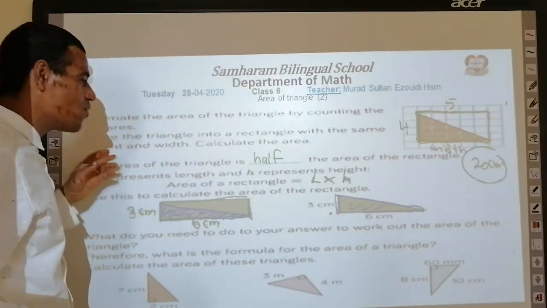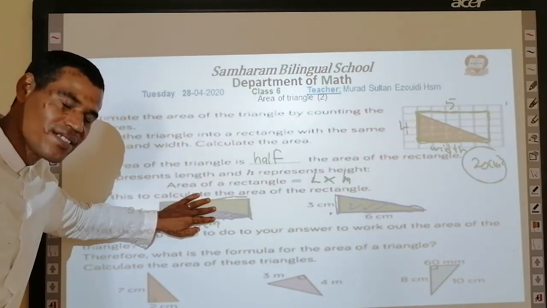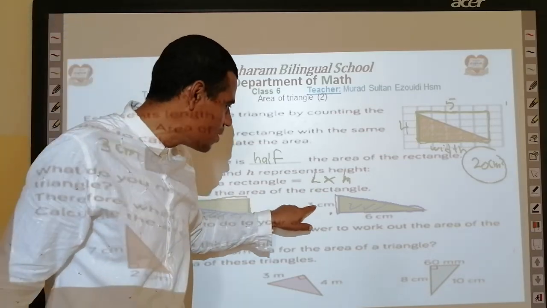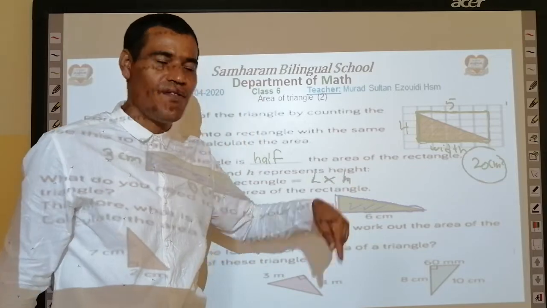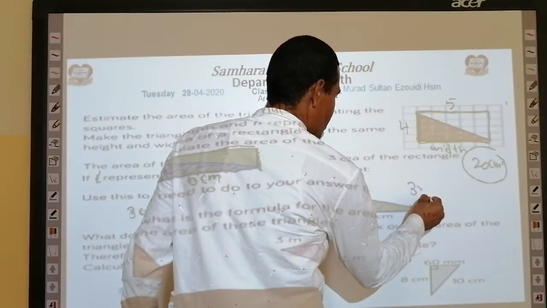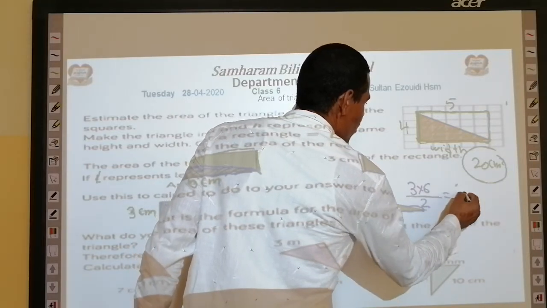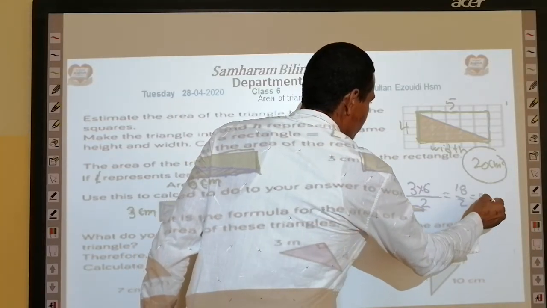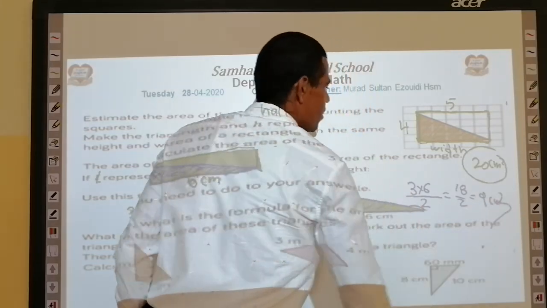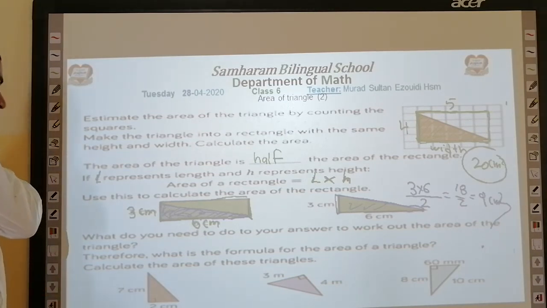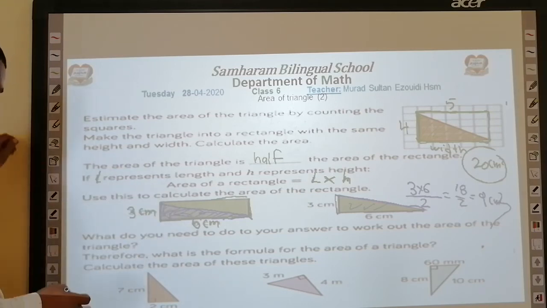So, the area of this one is half of this. It means find the area of the rectangle, then divide by 2. Or make 3 multiplied by 6 gives 18, then divide by 2. Okay? So it will be 18 divided by 2 gives 9. The unit is what? Centimeters squared. What do you need to do to your answer to work out the area of the triangle? I just divide the area of the rectangle by 2.